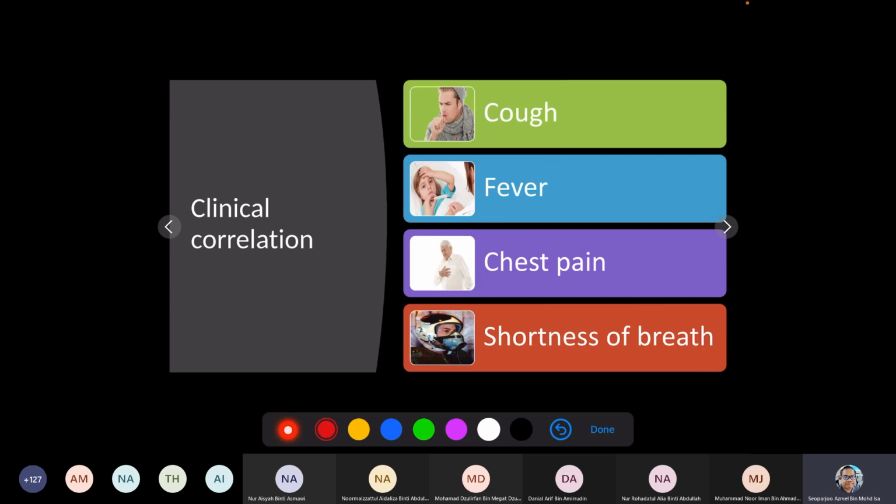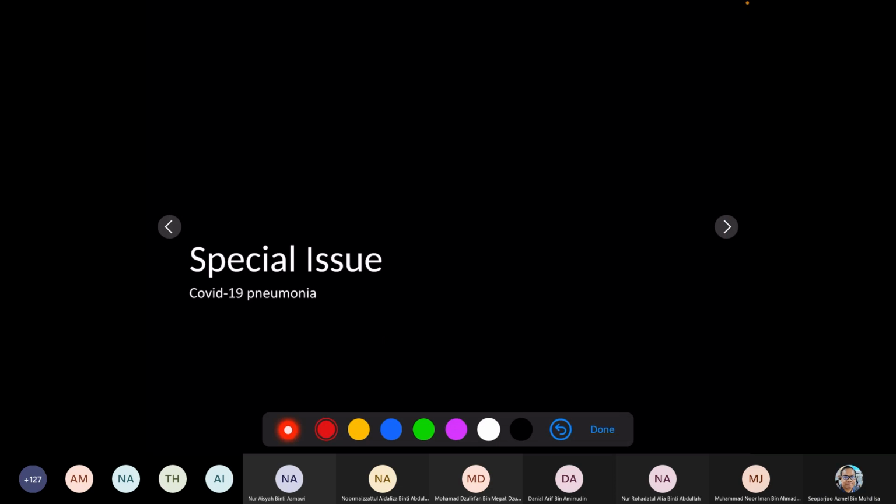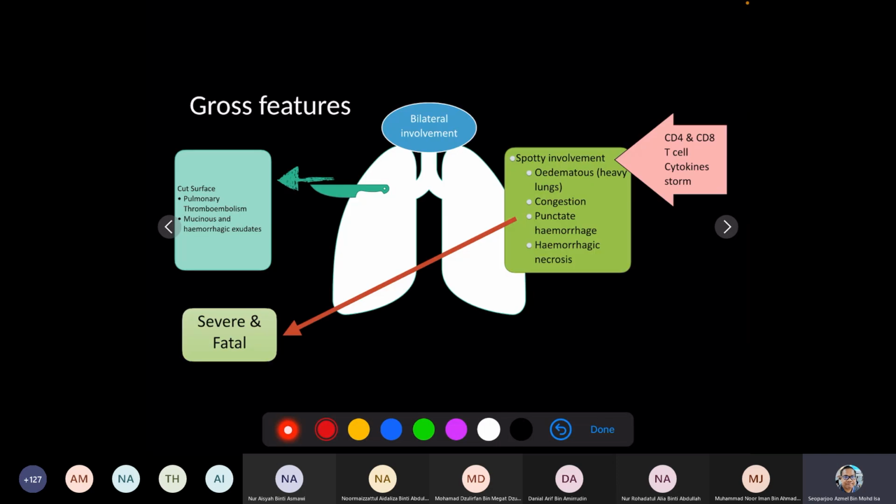Next, the clinical correlation is similar to the previous one: cough, fever, chest pain, and also shortness of breath. All right. During this pandemic, sometimes we need to understand how COVID-19 pneumonia can affect a patient. This is a special issue which I include for this pandemic's time. So this is from the extensive reported cases in the medical journals. There are a lot of findings that can be associated with COVID-19 infections.